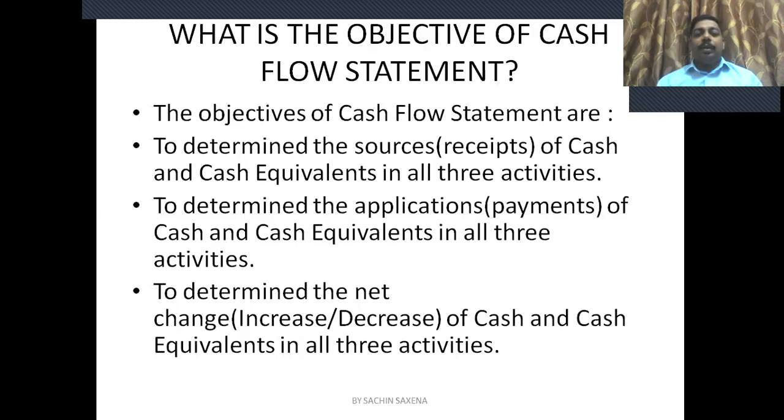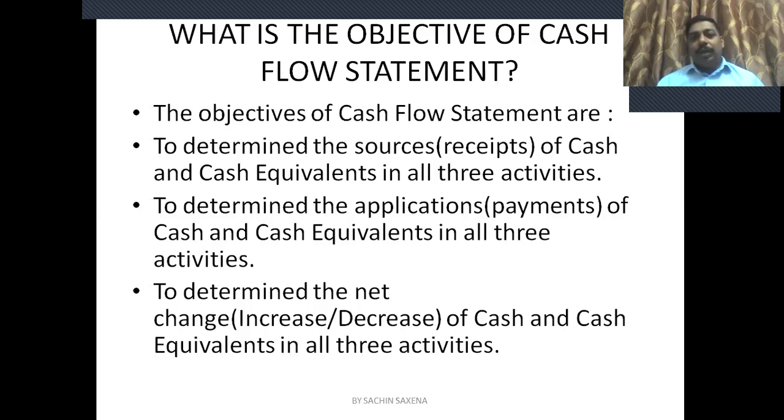Number one, determine the sources of cash. From where we are receiving cash and cash equivalent. And we will see this receipt with all three activities: operating, investing, and financing. The second one is application of cash. Application indicates the payments of cash through operating, investing, and financing. We will find out the payments of cash or applications of cash.